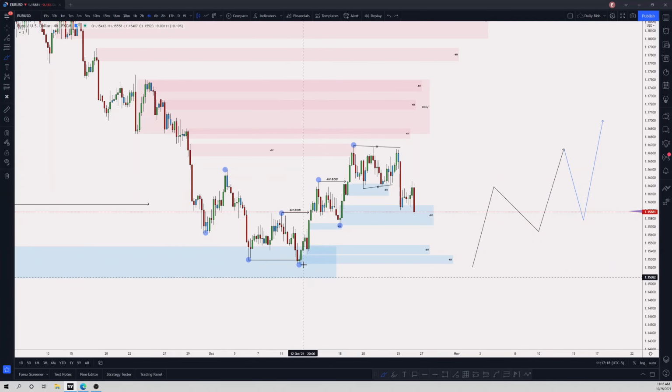So where's your low? It's going to be here. It's not here. It's not here. And this is what I'm saying. A lot of people get caught out and they're thinking, okay, price went bearish here, so now they're looking for sells.